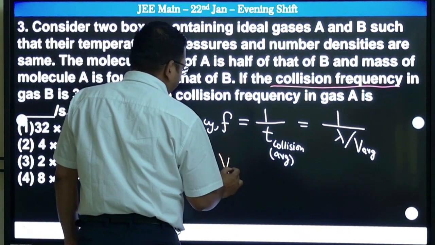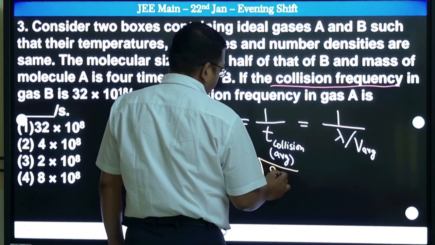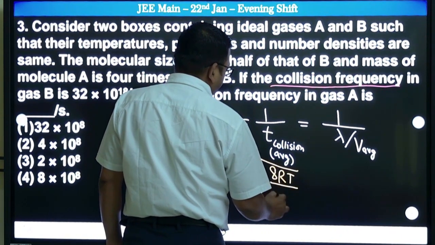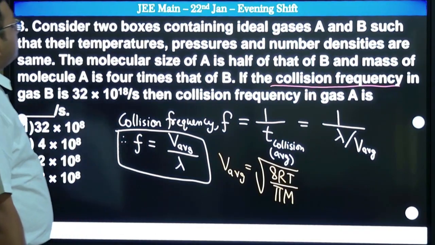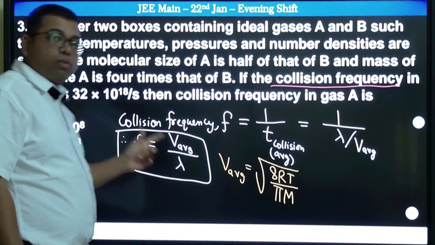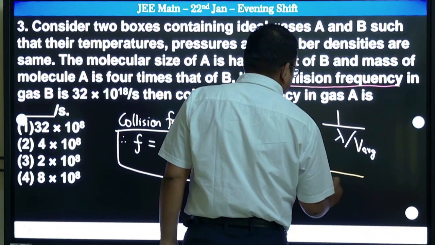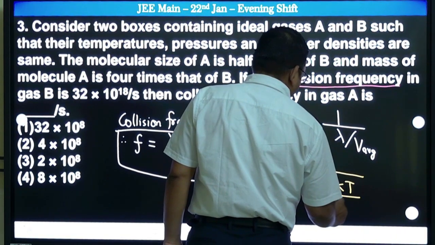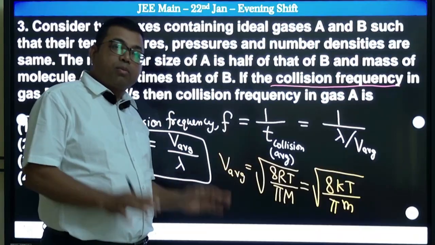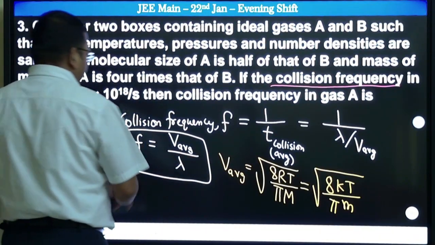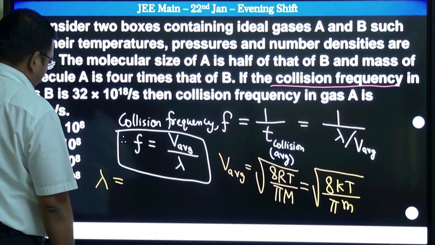V average, the average speed, is root under 8RT by pi M, with M the molecular mass. Let us write it in terms of molecule mass: you can also write 8kT by pi small m. Small m is the mass of one molecule, capital M is for 1 mole. So we can use that. And what about lambda, the mean free path? What is the mean free path formula?